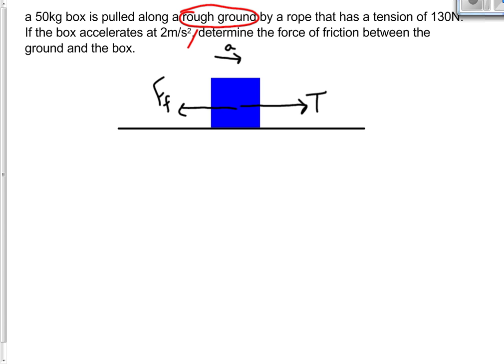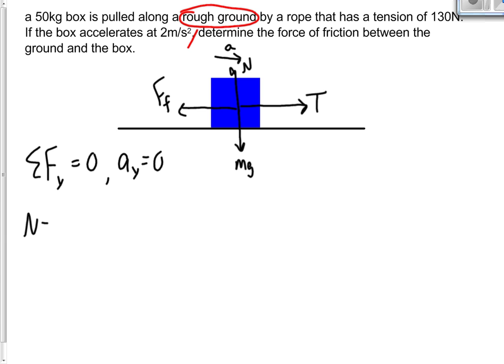So there are also two other forces acting on this as well. We have the weight of the box, and we have the force of the table or the ground pushing up, the normal force. We don't have to dwell on that, but it's a good example of how the forces in the y direction are going to equal 0 because the acceleration in the y direction is 0.